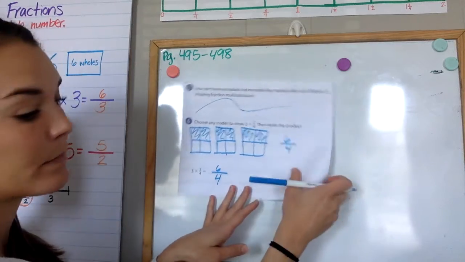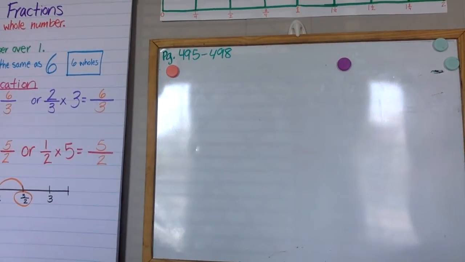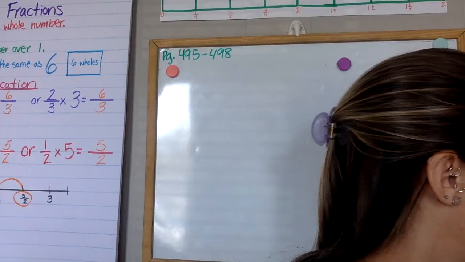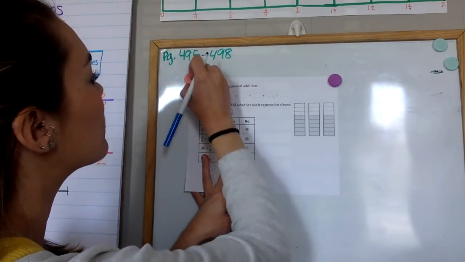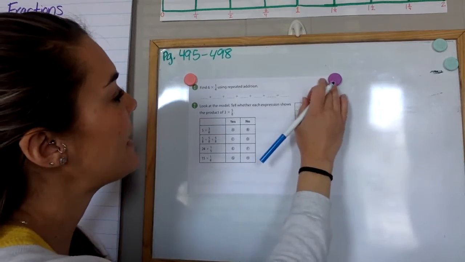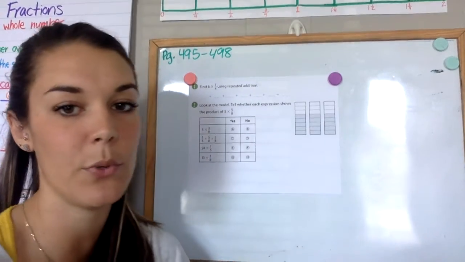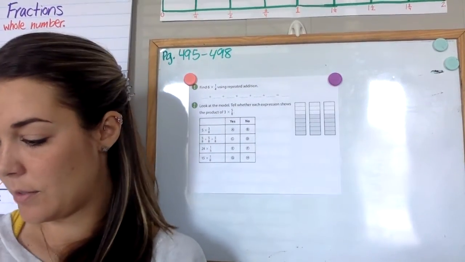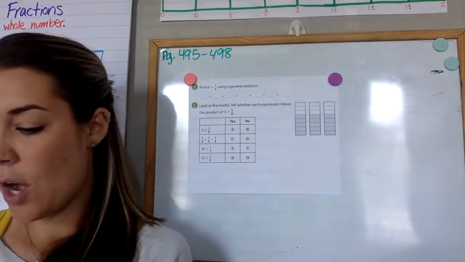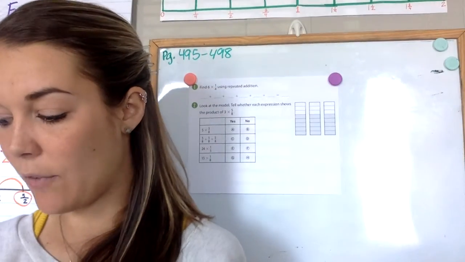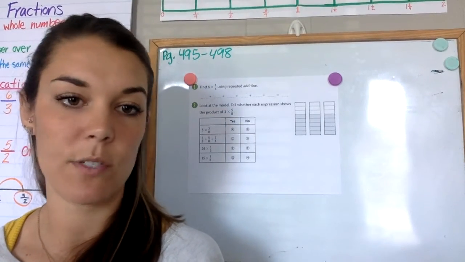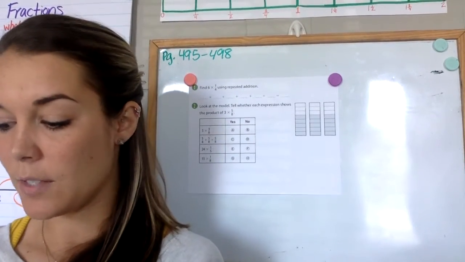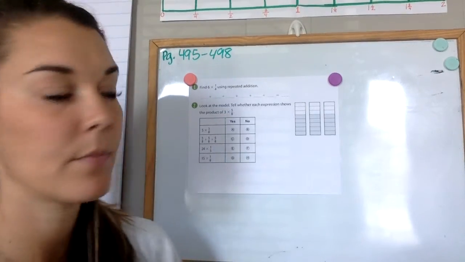Okay. 497. All right. Find 6 times 1/4 using repeated addition. Okay. So, by the way, guys, on 497, there's an example up top. You can take a look at that on your own time, but I'm just going to move on to the bottom here, number 1, okay?